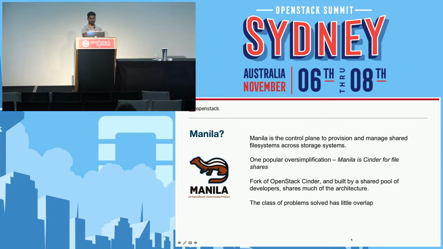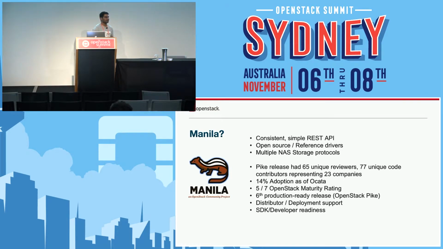And besides multiple clients being able to access the storage, the shared file systems that you provision through Manila are inherently elastic. That is, they can be extended, shrunk at any given point of time. And this is not typically how you would behave with an object store or a block storage system. So that's the problem space that Manila is in.